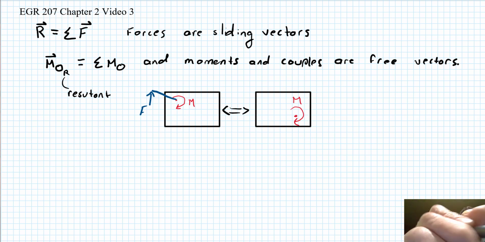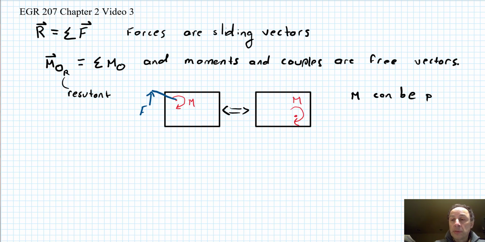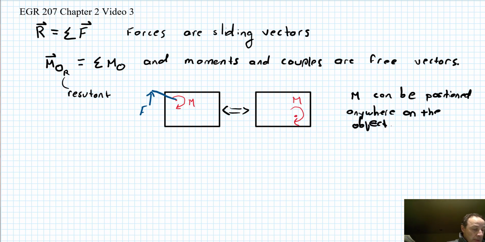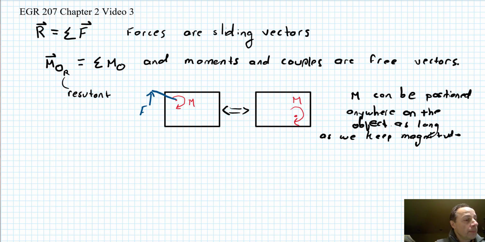So what that says is that it helps you to solve the problem, because M can be positioned anywhere on the object. Little caveat: as long as we keep magnitude and direction the same.